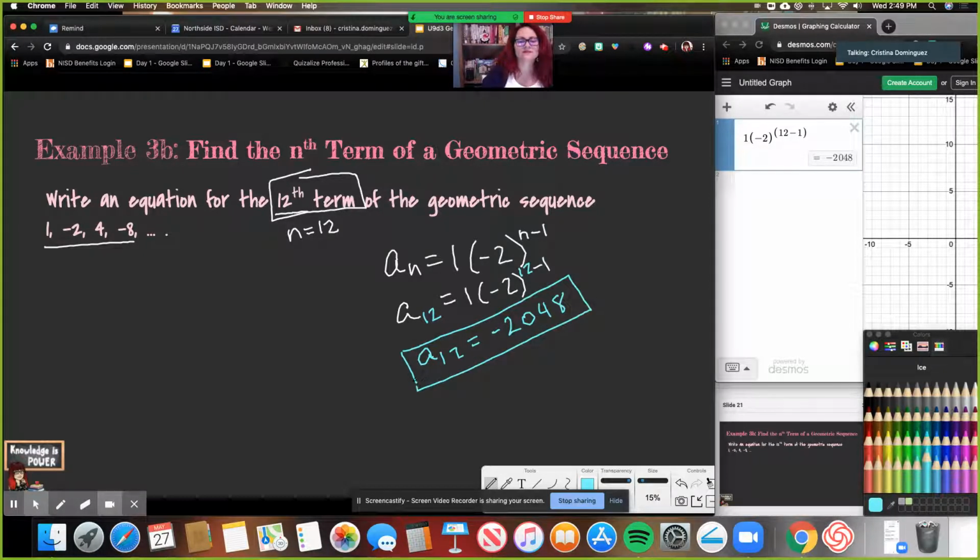And so that's way easier than doing it 12 times, right? Maybe, maybe not. Yeah. Okay. And of course, if they wanted the 1000th term, it's definitely easier than doing it 1,000 times. Kind of wasted time. So there we are with that one.